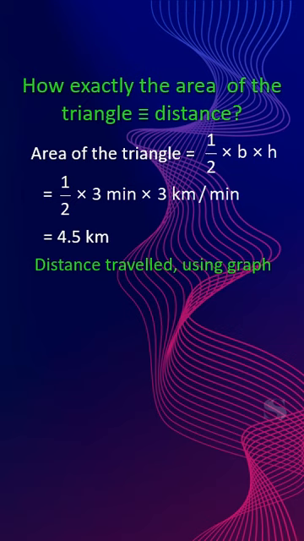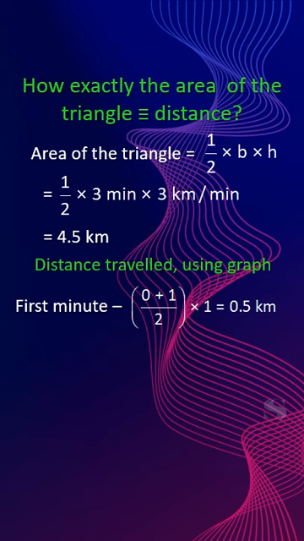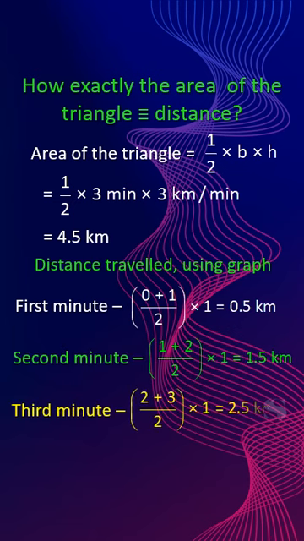The distance traveled in the first minute is half kilometer. In the second minute, it is 1.5 kilometers, and in the third minute, it is 2.5 kilometers. How did we get these distance figures from the graph? We will have to take the average speed in each of the 3 minutes of travel because the initial and final speed in these durations are not the same.